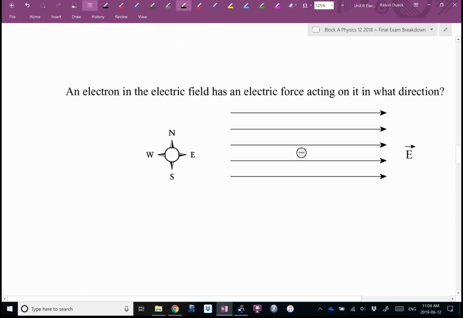Suppose an electron is in an electric field pointing to the right. What direction is the force acting on this electron? North, east, south, or west? What direction does an electric field point? What does it tell us? Which way a positive would want to move if it could? So which way does this electron want to move? East. So which way would a positive want to move if it could?